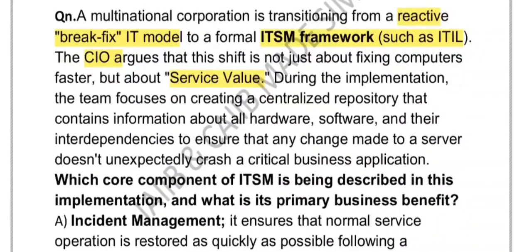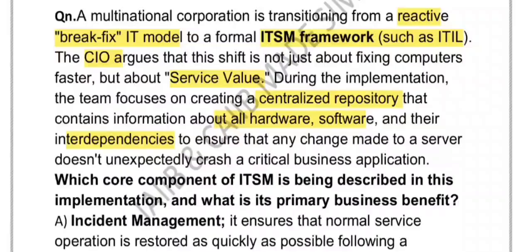During implementation, the team created a centralized repository. The team stored details of all the hardware, all the software, and they captured the interdependency. For example, if server A is changed, application B may crash. That's called interdependency. So the goal is to ensure changes do not unexpectedly impact critical business services.